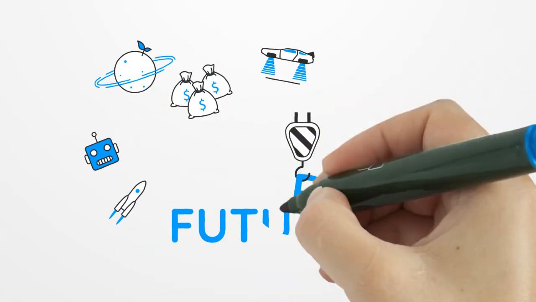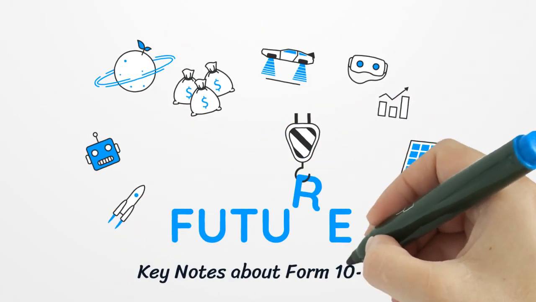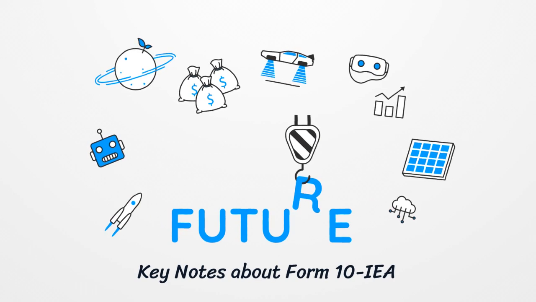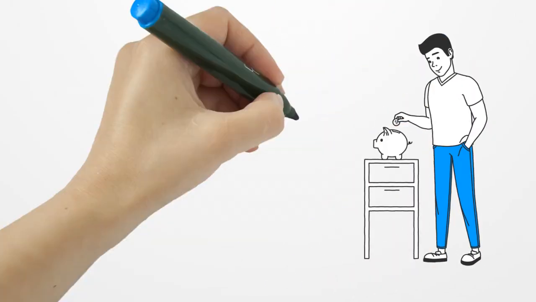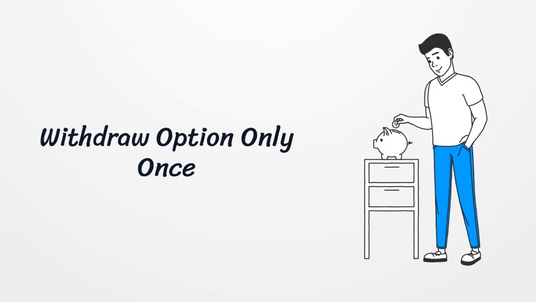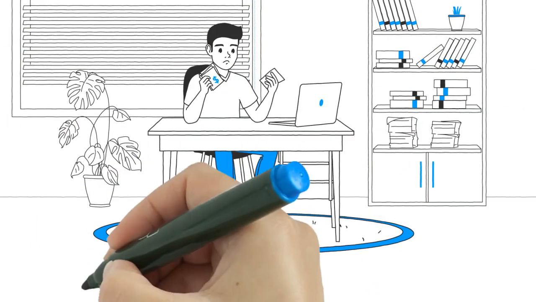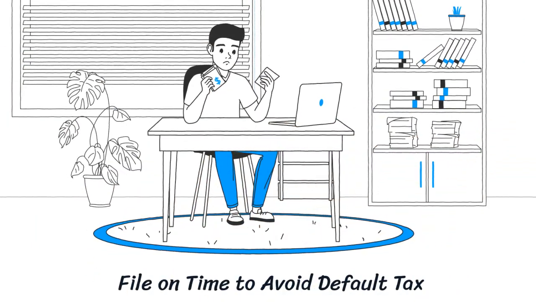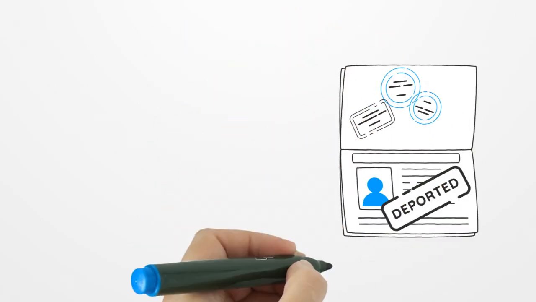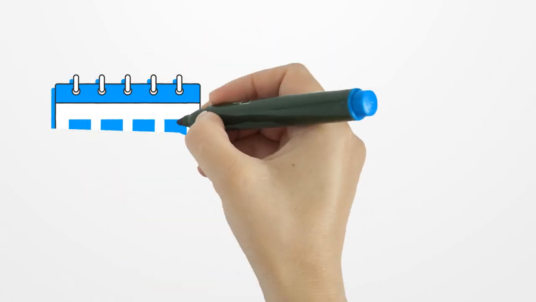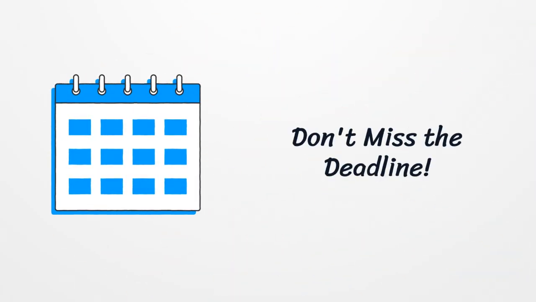Key notes. Form 10-IEA is applicable from AY 2024-25 onwards. The taxpayer can withdraw this option only once in a lifetime. If the form is not filed within the due date, you will be taxed under the default new regime. The new regime disallows most exemptions but offers lower tax rates. Don't miss the deadline, or you'll be taxed under the new regime by default.